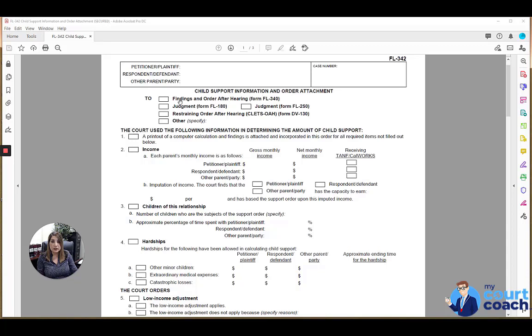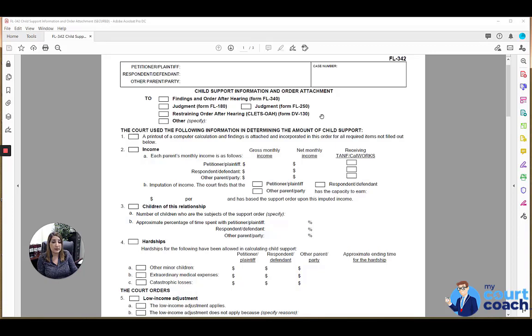And underneath the header, you can see that it gives you a couple of options to mark what sort of form this is being attached to. It can be a findings and order after hearing, a judgment for divorce, a judgment for paternity, a restraining order after hearing, and then there's our other box, which probably most typically would be a stipulation. If you and the other party reached an agreement, then you could attach it to that agreement as far as child support goes.